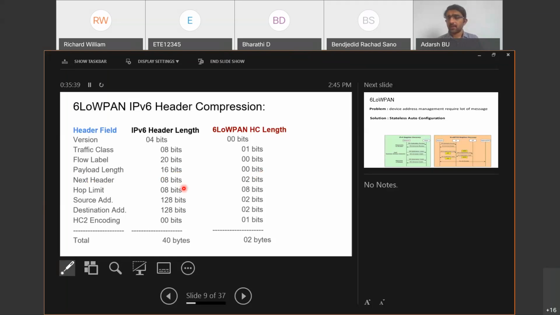Next header. In the 6LoWPAN stack, the next header can be mentioned as 4 kinds of headers: 00, 01, 10, 11. So 4 different kinds of headers can be represented in the next header. The only part that stays uncompressed here, as you can see, is the hop limit, which is very important.